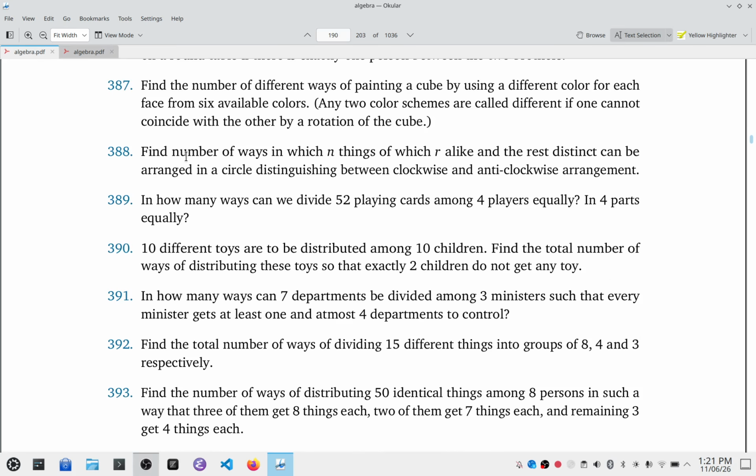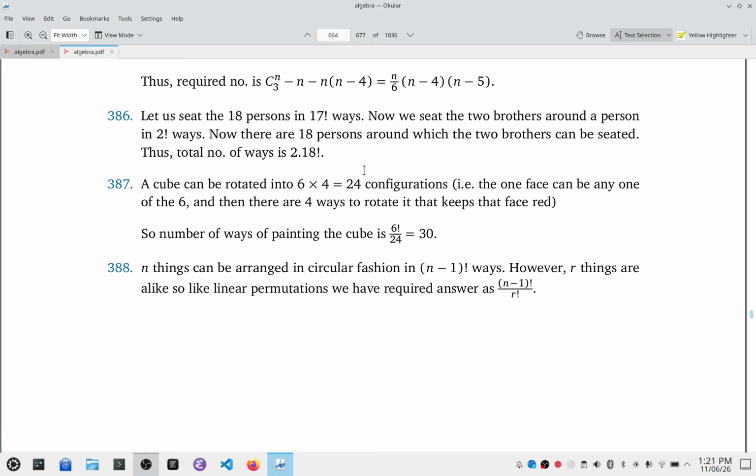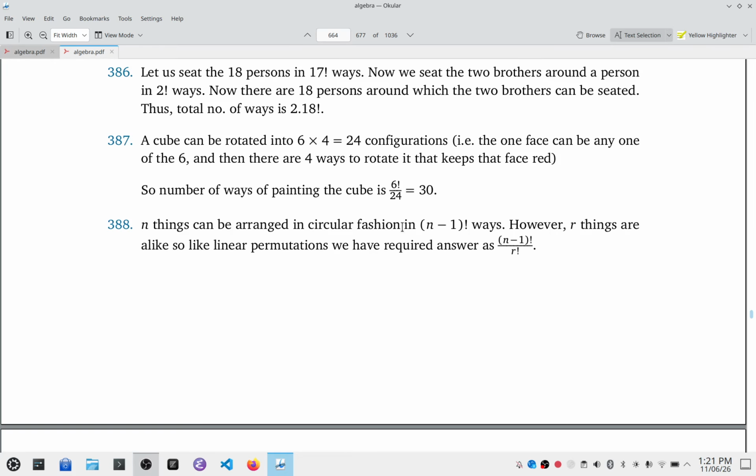Question 388 says that find the number of ways in which n things, r of which are alike and the rest distinct, can be arranged in a circle distinguishing between clockwise and anti-clockwise arrangement. n things can be arranged in circular fashion in n minus 1 factorial ways. However, r things are alike, so like linear permutation, we have the required answer as n minus 1 factorial over r factorial.